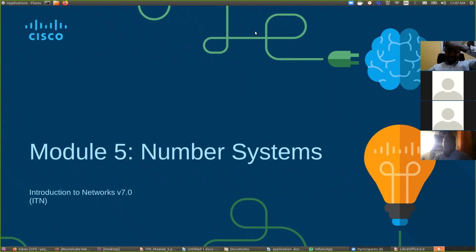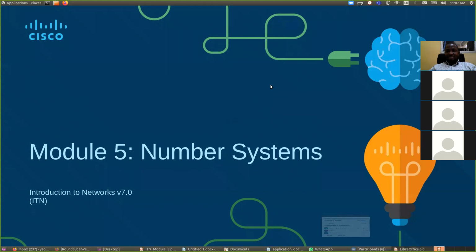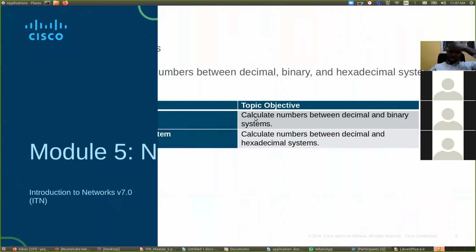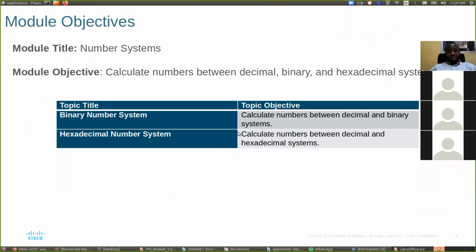Today's class is very, very important in preparation for your IP addressing and subnetting classes. So you need to take today's class very seriously if you want to survive this course. We'll be talking about number systems. We all know these are the two topics: binary number systems and hexadecimal number systems.